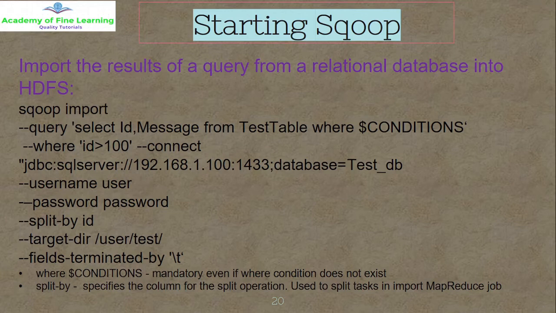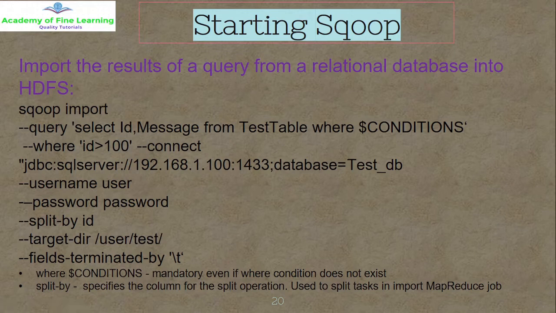Fields terminated by. When we are getting the data from the table, it may be generated based on tabs, so we are using double dash fields-terminated-by. This tells the CLI of Sqoop that whenever we get the query result, like select ID, message from test table where ID is greater than 100, we separate the fields based on the tab and store them into HDFS. So in the HDFS file there will be one tab between the value of ID and the value of message. Tab means 8 spaces, right? That much space will be there in the HDFS file where it will be imported.